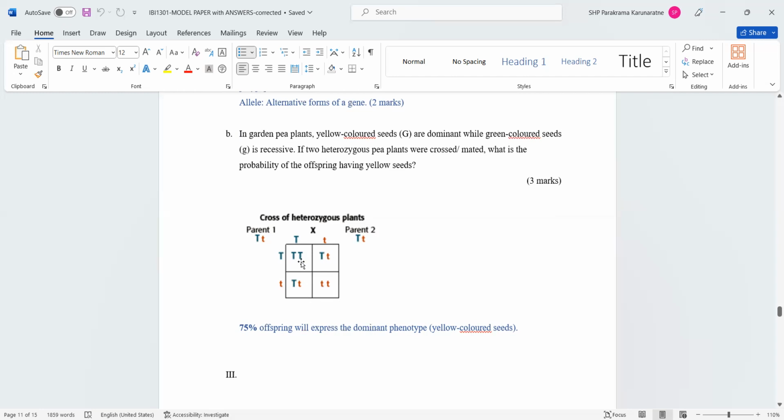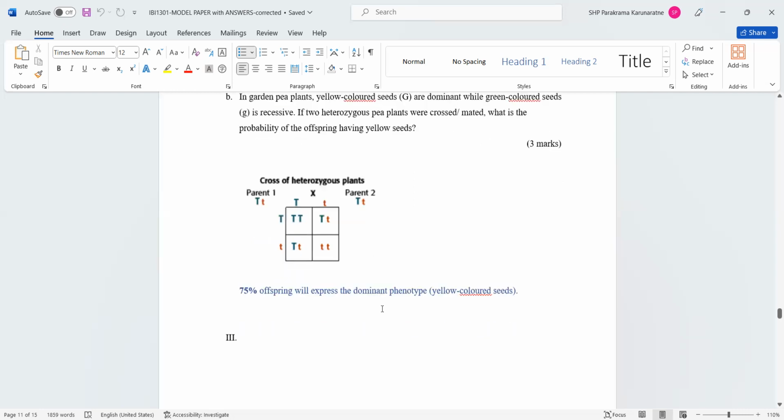So you have to always remember, for example, here if you look at capital T small t, to get capital T small t, the capital T has to come from one parent and the small t has to come from the other parent. So you can just remember how to check this. This is not difficult, easy.